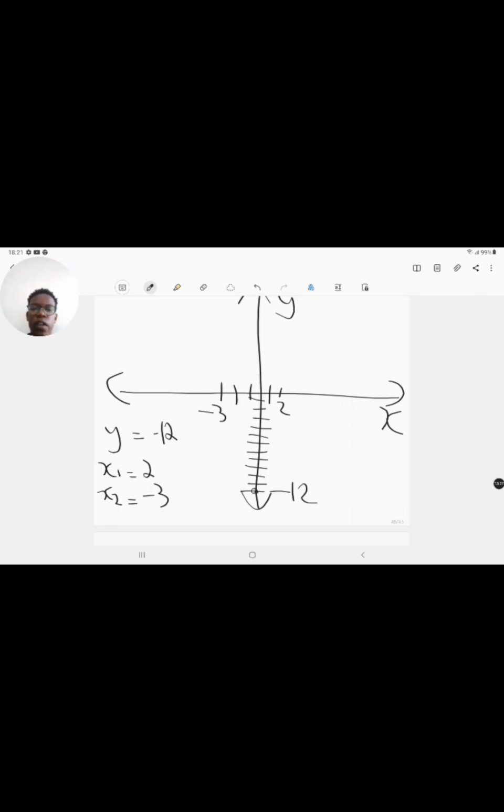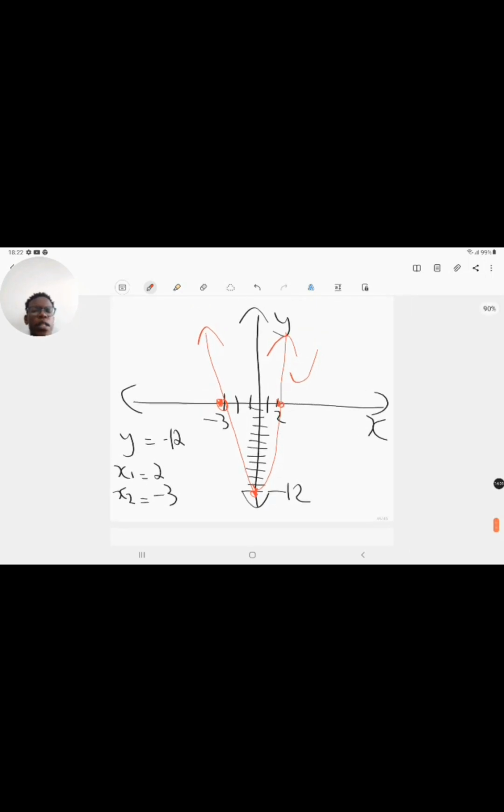So your graph, okay, let me use a different color. Your graph passes through that minus 12 there, because that's your y-axis. It passes through that minus 3. That's one of your x-intercepts. Y-intercept is minus 12, x-intercept is minus 3, x-intercept is positive 2. So your graph passes through all those points, and then you can just join your graph. It's a parabola, so make sure that we know that it's a smiley face, and this is your graph.